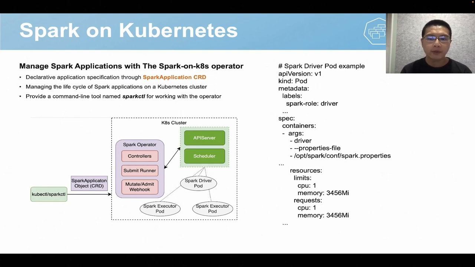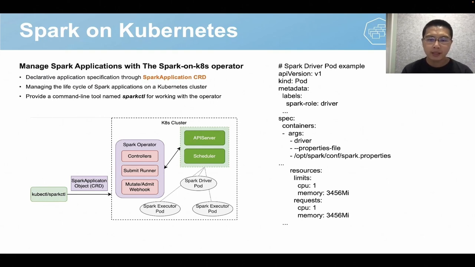First, let's briefly introduce how Spark runs on Kubernetes. Many users currently use the Spark on Kubernetes operator to manage Spark applications. The Spark operator defines a CRD named Spark application that describes the Spark application specification. Spark operator manages the lifecycle of Spark application on a Kubernetes cluster. The Spark operator provides a command line tool named the Spark console for working with the operator.